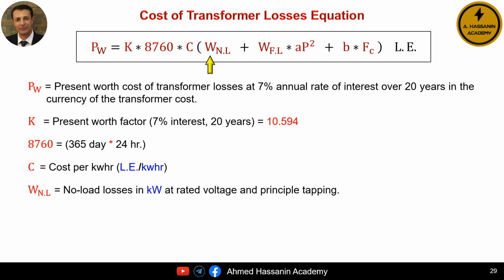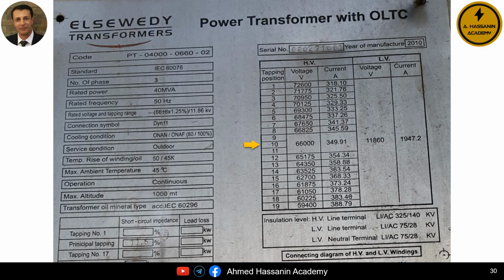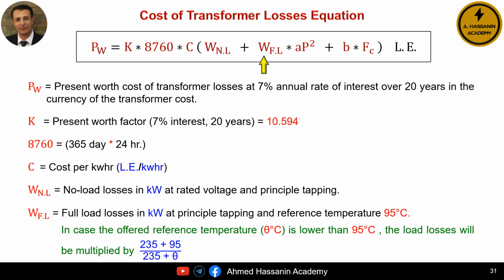As for WNL, it refers to the no-load losses measured in kilowatts, and of course, this is under the condition that the tap changer is set at the principal tapping or middle position. In other words, as we can see on the transformer's nameplate data or the tap changer data for this transformer, it has 19 steps. Therefore, the principal tapping or middle step is step number 10, which corresponds to a voltage value of 66 kilovolts. Also, WFL refers to the full load losses measured in kilowatts.